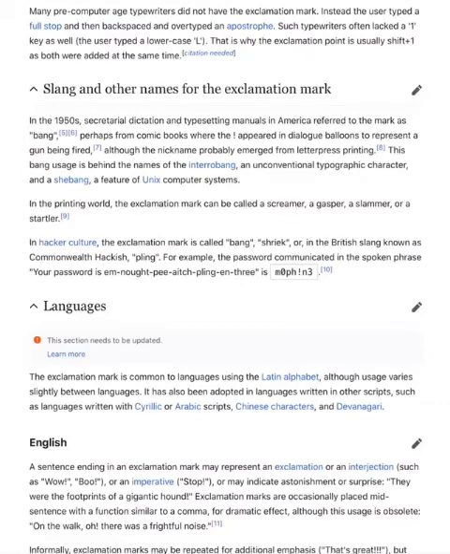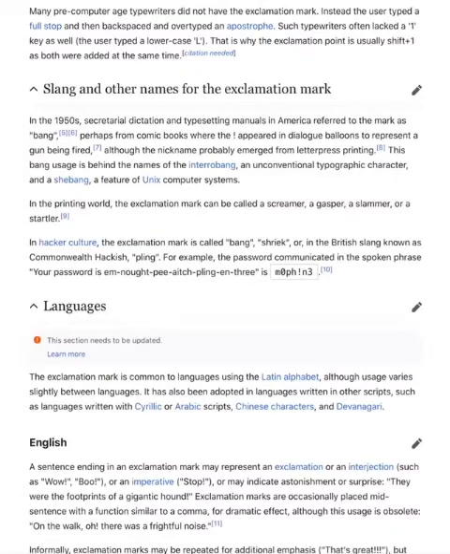This bang usage is behind the names of interrobang, an unconventional typographic character, and shebang, a feature of Unix computer systems. In the printing world, the exclamation mark can be called a screamer, a gasper, a slammer, or a startler. In hacker culture, the exclamation mark is called bang, shriek, or, in the British slang known as Commonwealth Hackish, pling.